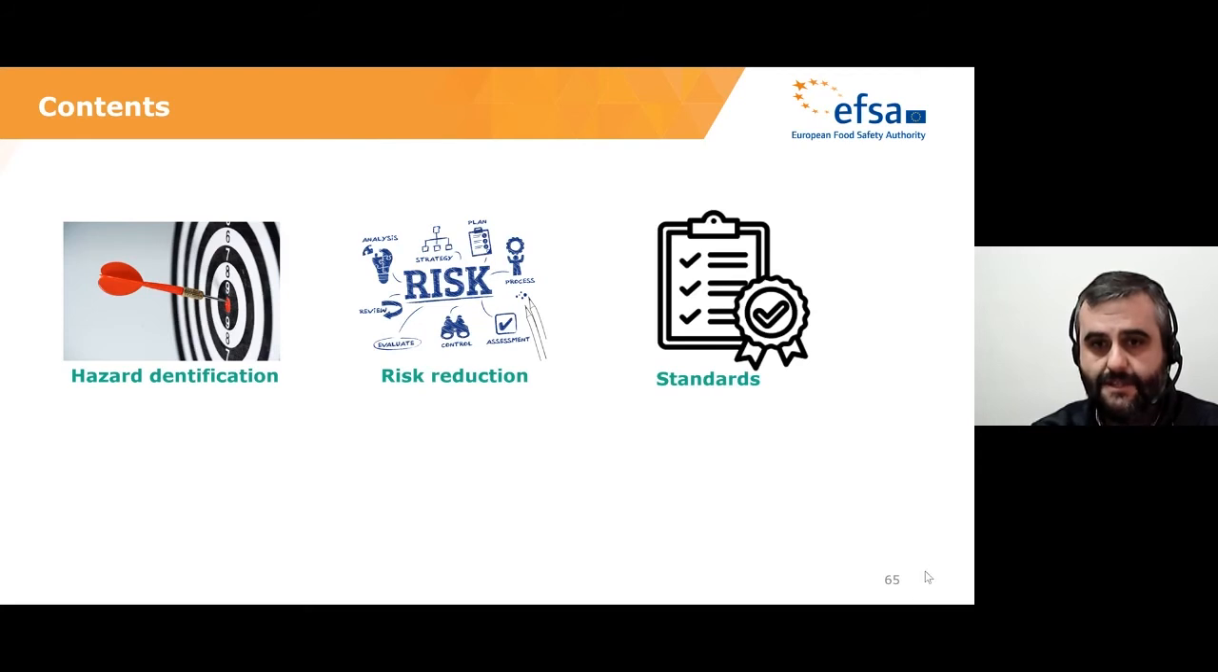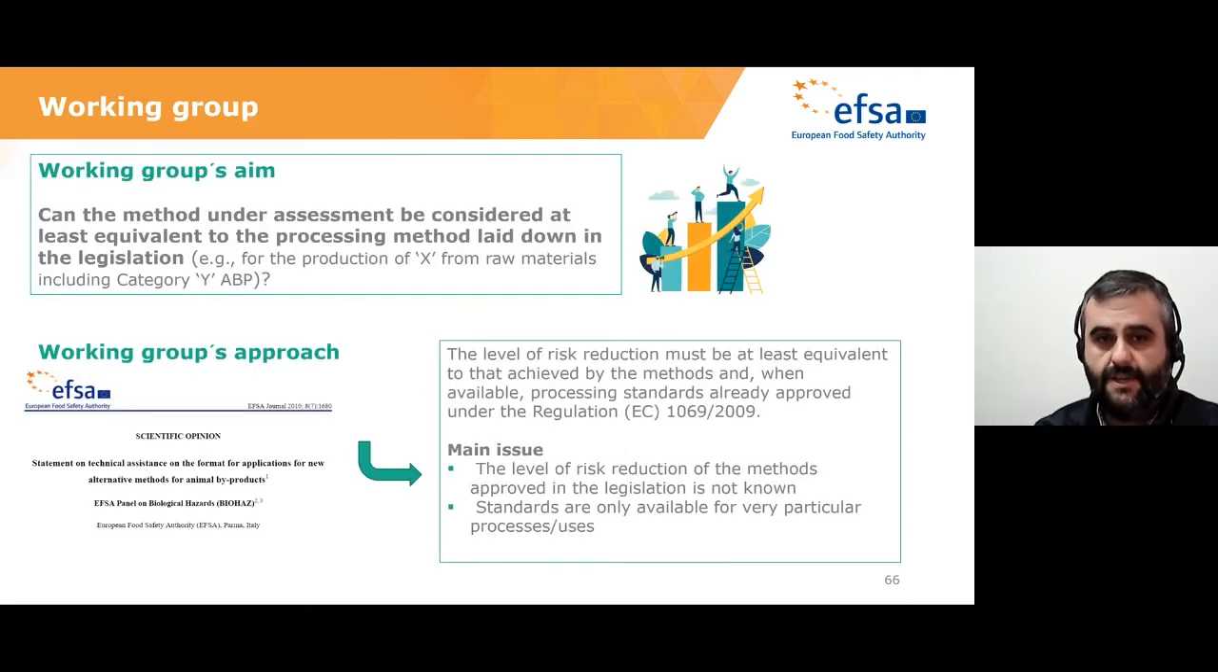So if we go to the next slide, basically what the working group needs to do is to answer the question that you see: can the method that has been submitted, and that we need to assess, be considered at least equivalent to the processing method that is approved in the regulation for that particular objective? So let's say for the production of a particular substance, biodiesel, compost, or whatever, from raw materials from a particular category of ABPs. For example, the production of biodiesel from category 1 materials, or the production of compost from category 3 materials, etc.